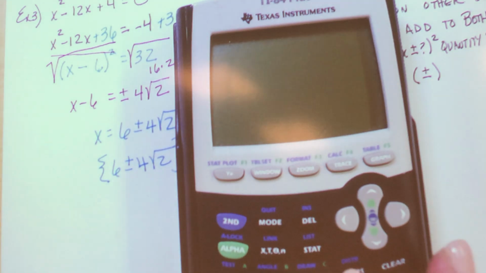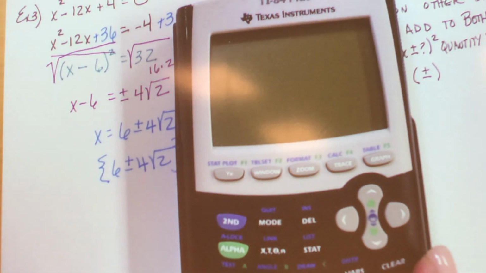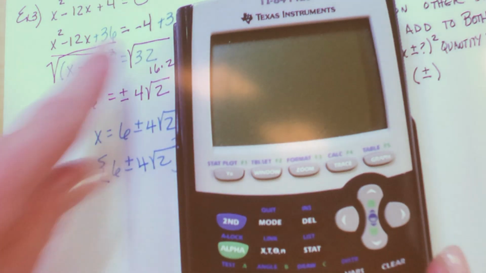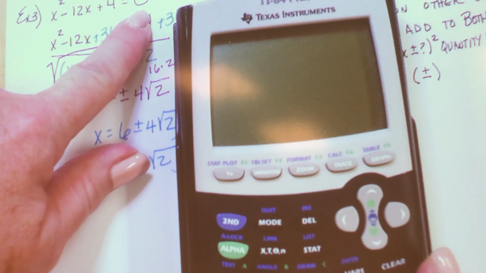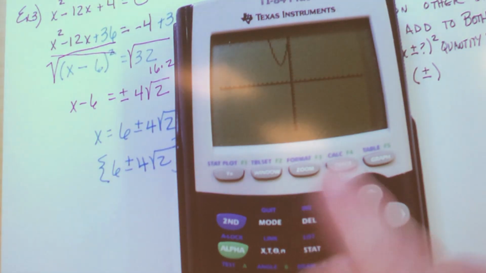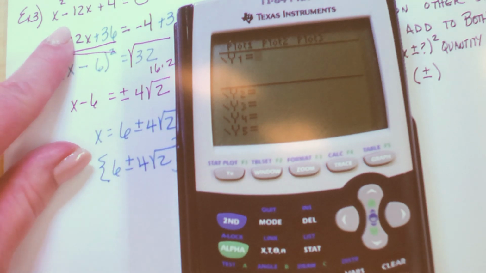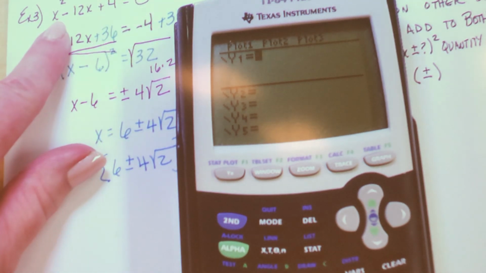Alright, so what is the only thing in this equation? I hate that layer right there, but if I don't put it on there, you can't see it. What's the only thing in this equation right here that you can replace with a y? Zero. So I'm going to go to my little calculator. I'm going to go to y equals, clear out whatever I got in there. Okay, I'm going to put this equation. Y is 0, so then I'll have x squared minus 12x plus 4.